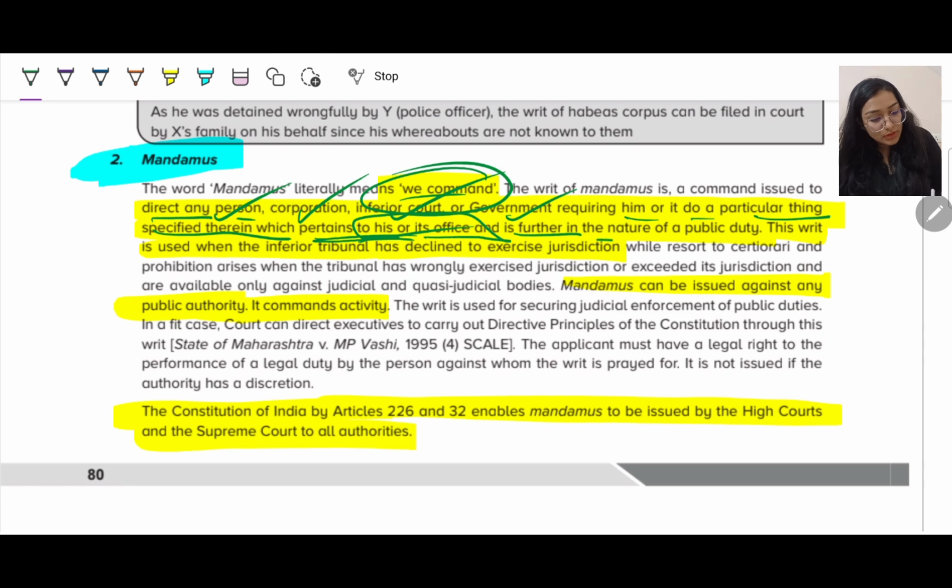And is further in the nature of a public duty. This writ is used when the inferior tribunal has declined to exercise its jurisdiction. Let's take an example: if the lower courts have said, "I'm not even going to take this case. Randomly, I don't feel like taking this particular case, so I'm not taking it." In that case, you can file a writ petition of mandamus and tell the court that your inferior court, that is your lower court, is not doing its duty properly. So issue a writ of mandamus.